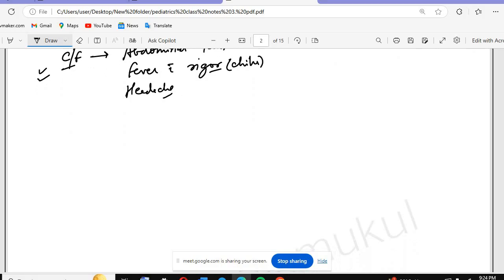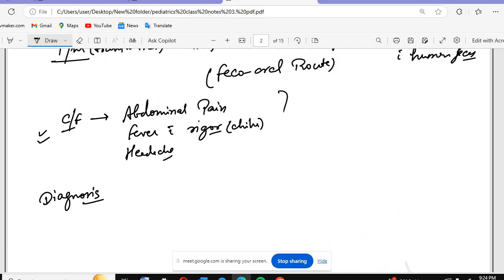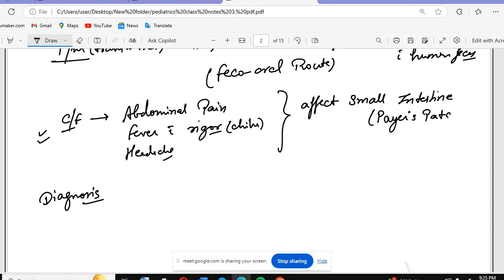Other than that, you have to see how you will make the diagnosis of this patient. In the clinical features, you can also write what they affect: the small intestine. And in the small intestine specifically, they will affect the Peyer's patches.